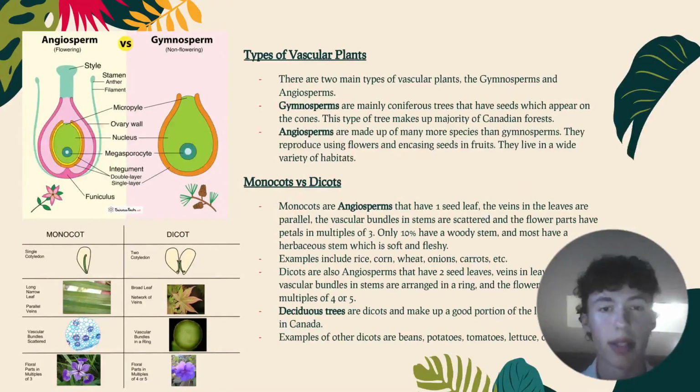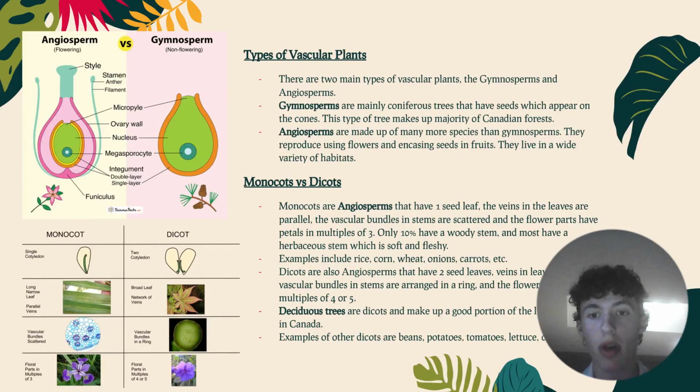Types of vascular plants. There are 2 main types of vascular plants: gymnosperms and angiosperms. Gymnosperms are basically coniferous trees, with seeds which appear on the cones. This type of tree makes up the majority of the Canadian forests. Angiosperms are made up of many more species than gymnosperms. They reproduce using flowers, encasing seeds in fruits. They live in a wide variety of habitats.